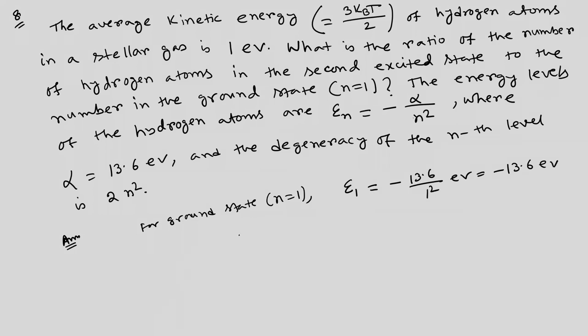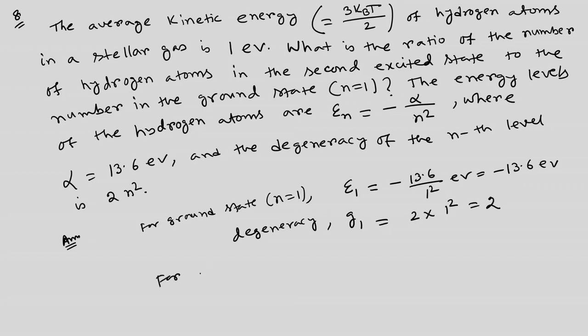And the degeneracy of the ground energy level, we say this is G1, is 2 times 1 to the 2, so this gives us 2.